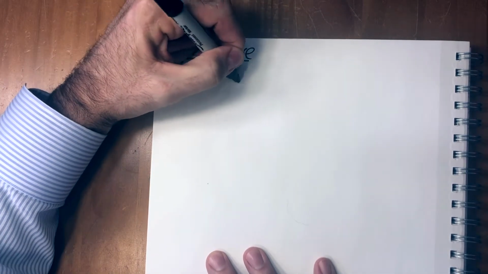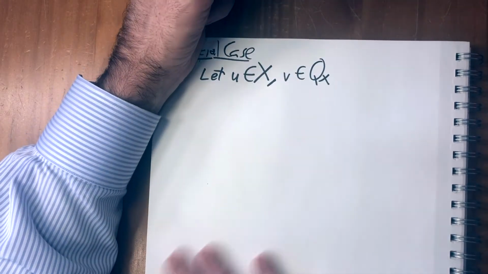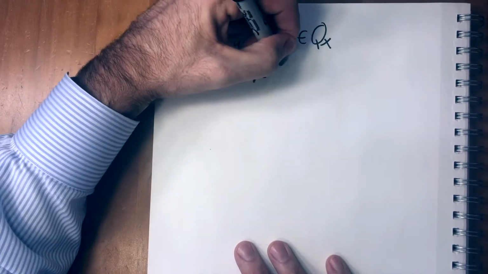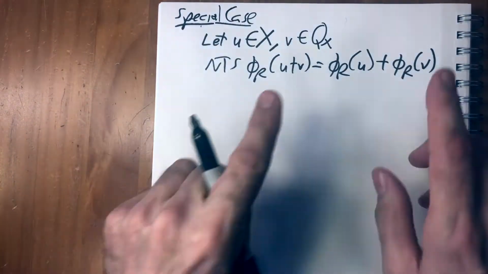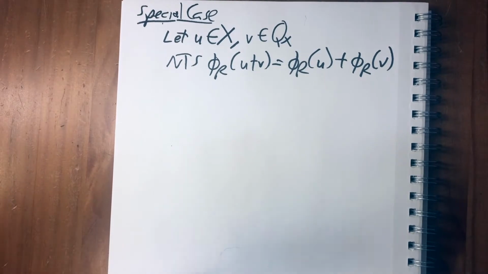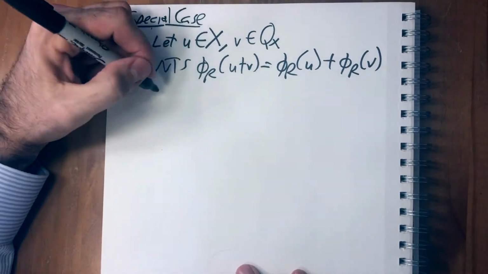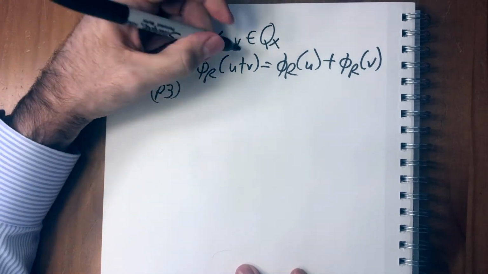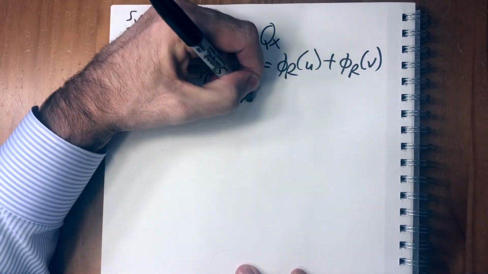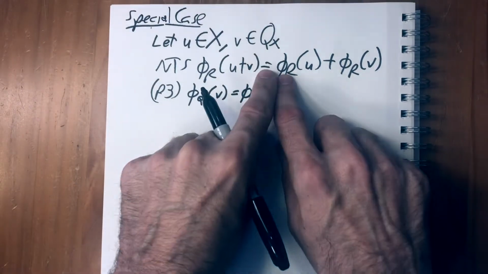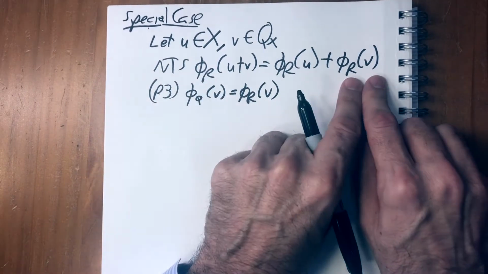So the special case first. So let u be any element of x and v be an element of the rationals in x. So we need to show that phi r of u plus v equals phi r of u plus phi r of v, where v is rational. So because v is rational, we already know P3 tells us that phi q of v equals phi r of v. So we can rewrite this using the definition of phi r and then using phi q of v here.